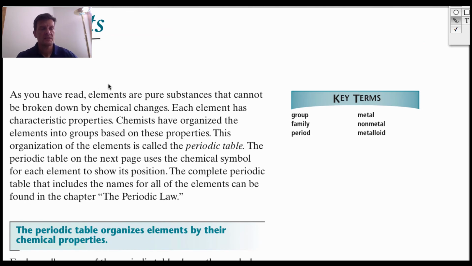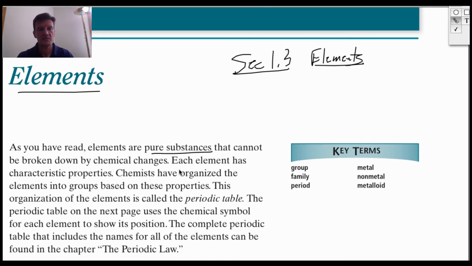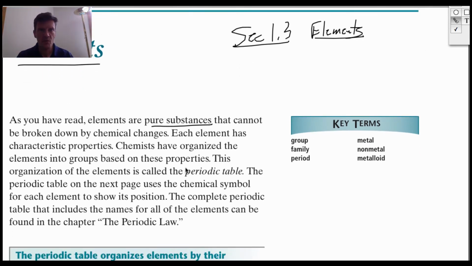Okay, elements. Now this is section 1.3. So in your notes you could write section 1.3, elements. Okay? Elements are pure substances. They cannot be broken down anymore. An atom is the smallest building block of that element that keeps its properties. All of the elements are located on the periodic table. Okay, they're organized in a particular way on the periodic table. Very, very powerful tool that we're going to be using a lot in this course.